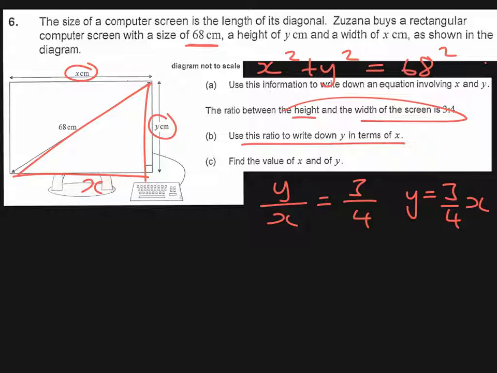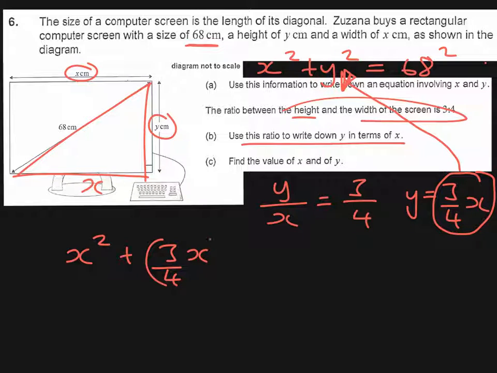And then in part C, we are asked to find the value of x and y. So in effect, we're going to have to use simultaneous equations here. We're going to have to use our value of y that we found here and substitute that back into our original equation. So we're going to have x squared plus (3/4 x) all squared is going to give us 68 squared.